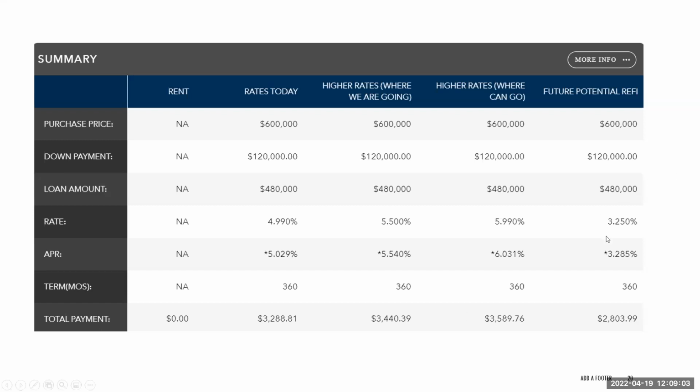So at 600,000, if rates were to come back down to 3.25, that 3288 payment now is only 2,800. That's the power of investing in a market where other people are pulling back, if you can afford the payment.